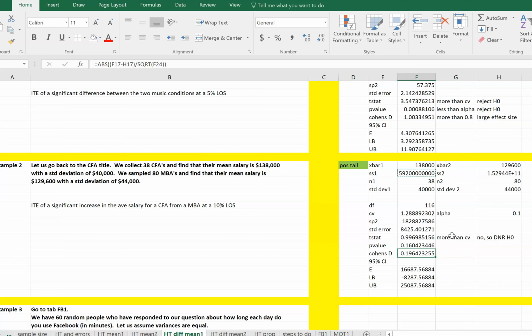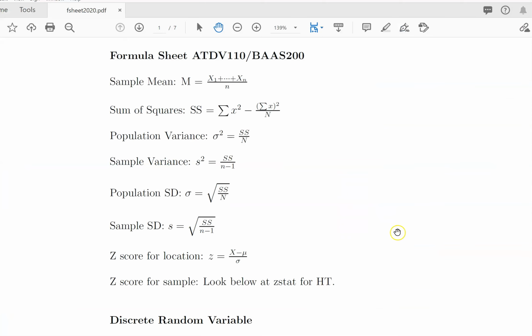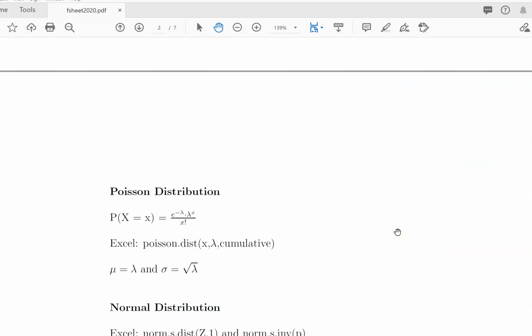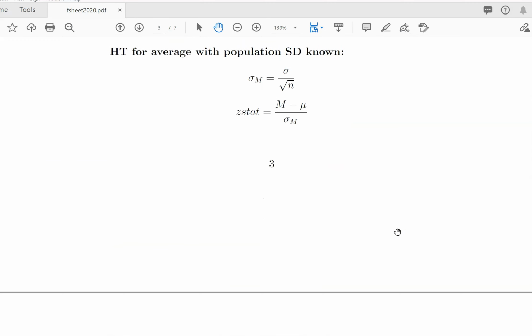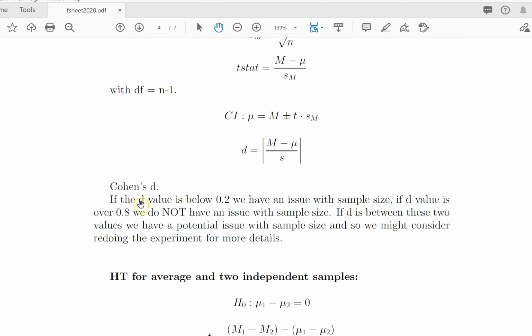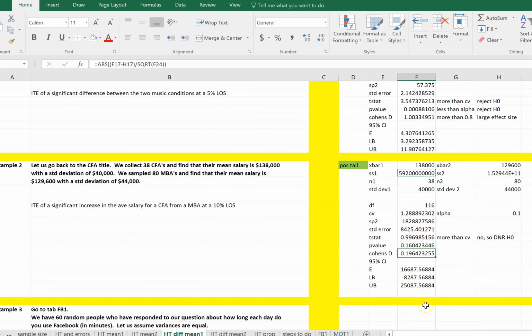By the way, the Cohen's D is still good. The Cohen's D really had nothing to do with this. Well, once I upgraded the SS1 to be accurate, then I know the Cohen's D measure is accurate. And remember, going back to our formula sheet, this is why you have all these nuances with you, ready to go, so you can look at it. Going back to our formula sheet under the Cohen's D information, if the D value is below 0.2, we have an issue with sample size. Interesting. This is less than 0.2. We have an issue with sample size.